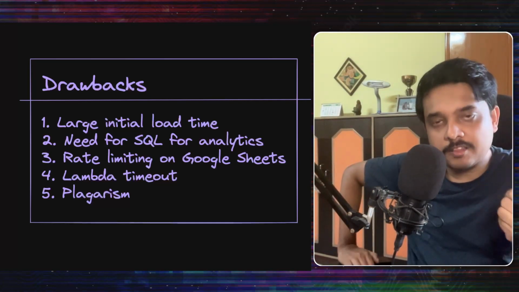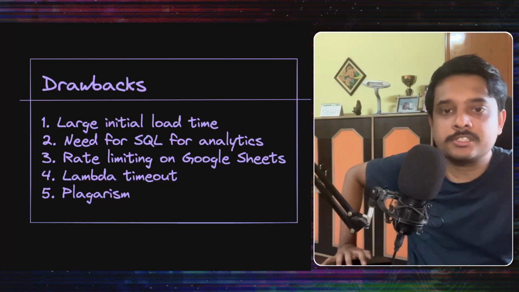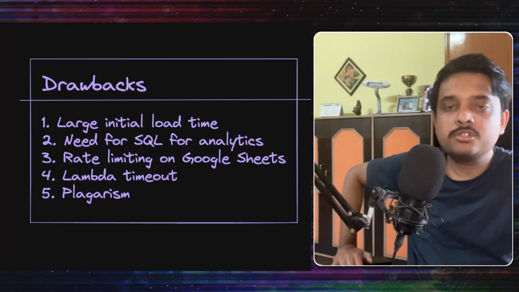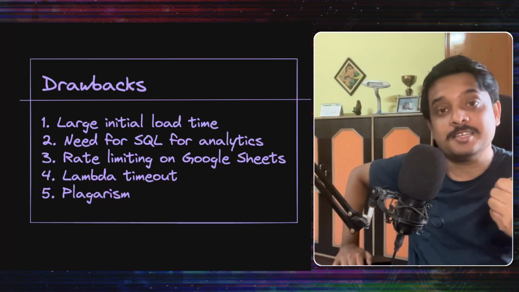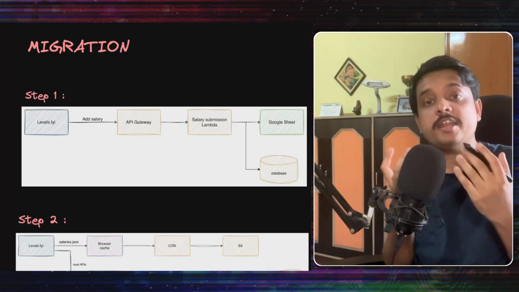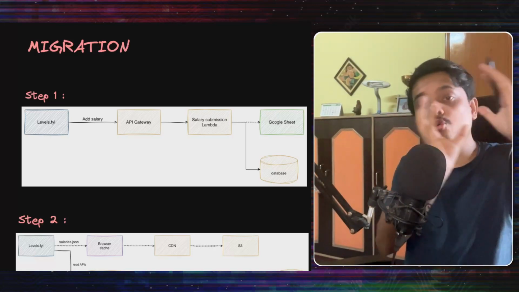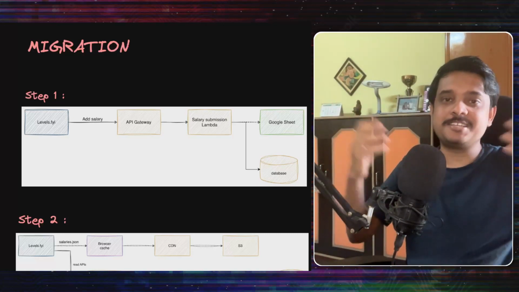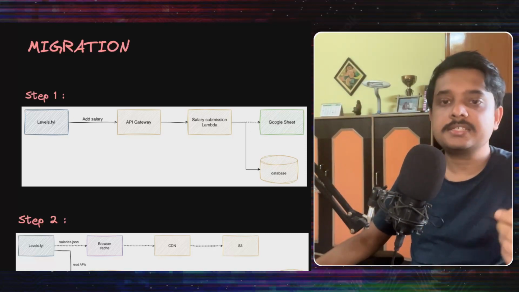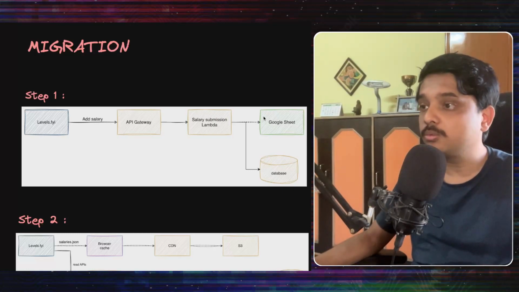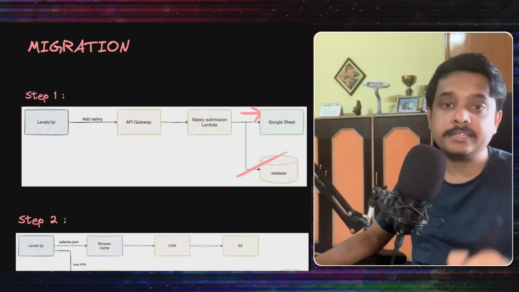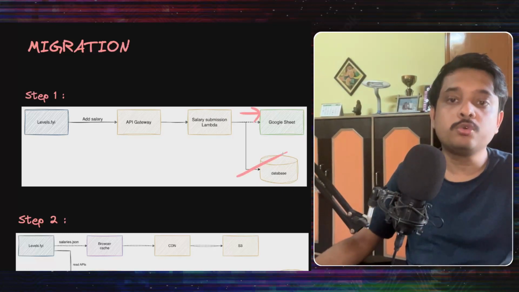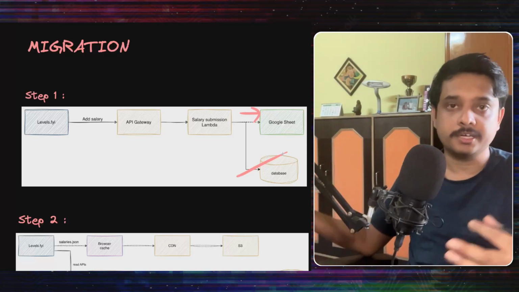The last problem that they mentioned is that all the data was coming to the front end as JSON, so it was being scraped and plagiarized. Now they started to move their infra from AWS Lambda and Google Sheets to API servers and databases, like normies like us. During the migration, they started by duplicating the writes to both Google Sheets and the database, so they didn't want to lose any data. The data was consistent among both of them.